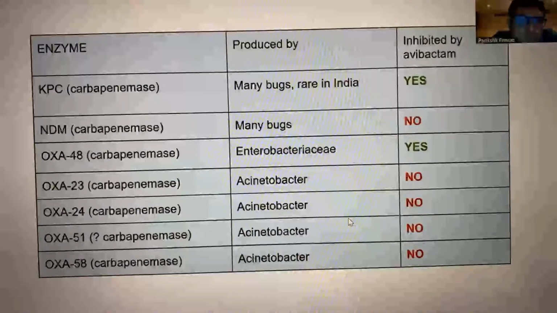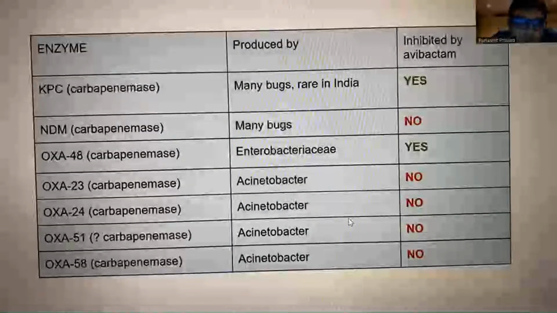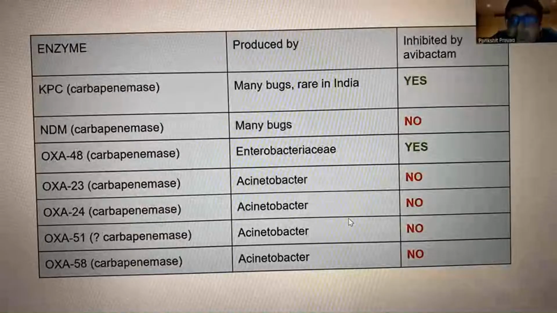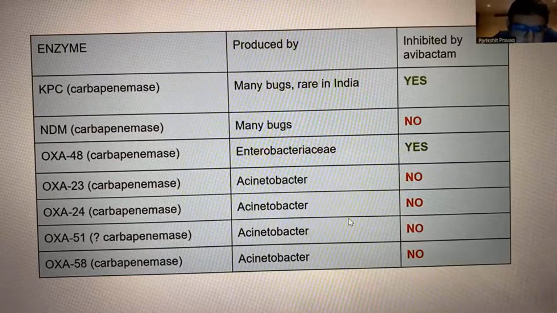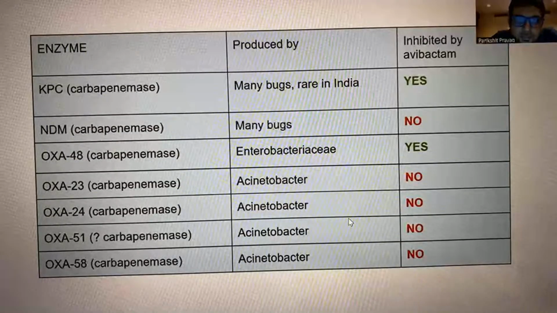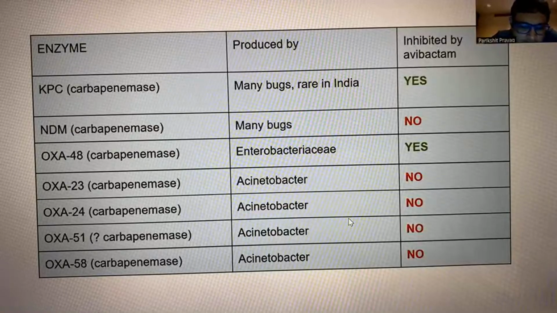OXA 48, we said, is a group of enzymes. 163 is something wherein you will see weak activity. 162 is where you will see potent carbapenemase activity. 181 is where you will see some imipenem, meropenem discrepancies. 232 again is an important enzyme in India. 181 mirrors the spread of NDM. So OXA 48 is quite a distinct family. It has some variations there, but by and large you can say that it is a carbapenemase family, and by and large you can say that it is produced by Enterobacteriaceae, and definitely it is inhibited by avibactam.